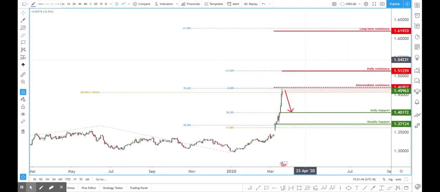Right. Should price break above the daily resistance, I can say for certain that we'll see price rise further towards the long-term resistance. So for now, this will be my entry, this will be my stop loss, and this will be my first take profit.